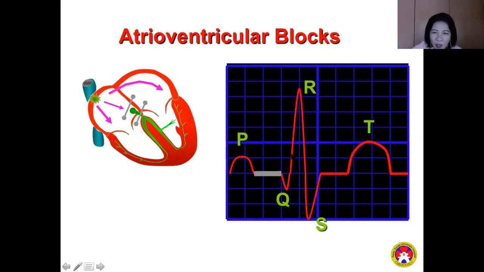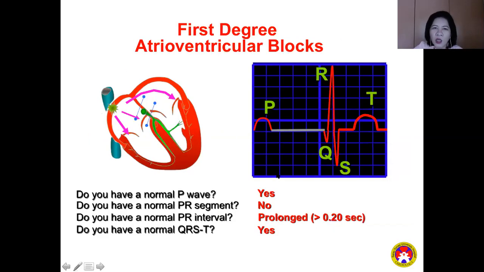That's why you don't have the QRS complex yet, okay? So any problem in the AV node will be seen on the PR segment. So in first degree AV block, what happens? What do you see? The SA node will fire, so it will depolarize the atria, producing a P, okay? But there will be a delay in the transmission to the ventricle. So what happens is that the PR segment lengthens.